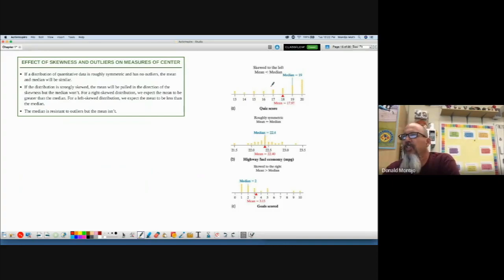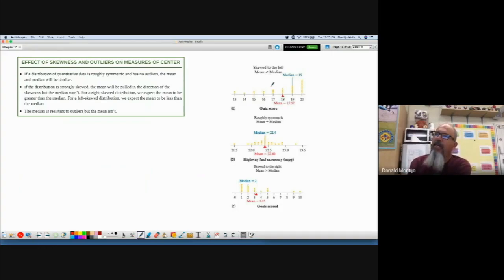The effect of skewness and outliers on measuring the center. If we have skewed data, the center is going to be towards the skewed side, obviously. If the data is symmetrical, then the mean and median will be the same. And if the data is skewed, the mean and median will both be towards the skewed side.